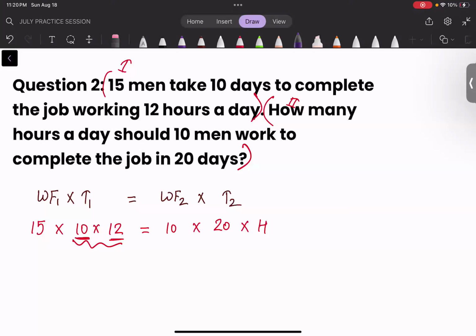So let's solve it. 10 and 10 will cancel. 4 into 3, 4 into 5, 5 into 3. So H will come out to be 3 into 3, that is 9. So 9 hours per day they will have to work. Very simple to calculate. Understood all of you? If working hours per day are mentioned, please remember to take it also in the calculation. Working hours per day.